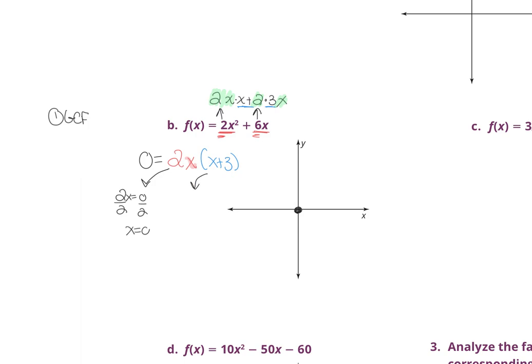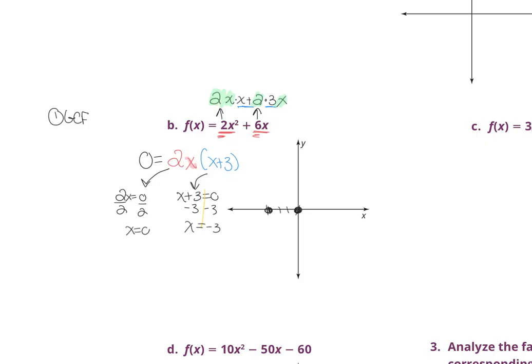You take the other factor, x plus 3 equals 0. And I'm going to move the 3 over. So x equals negative 3. So here's my other x-intercept.